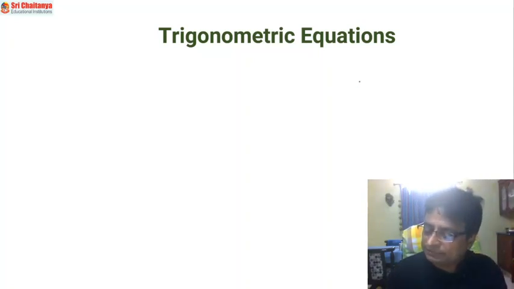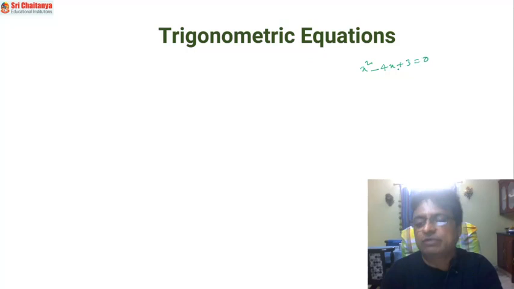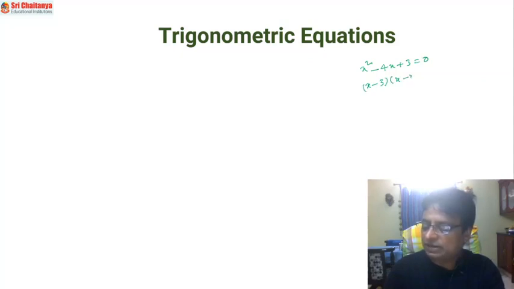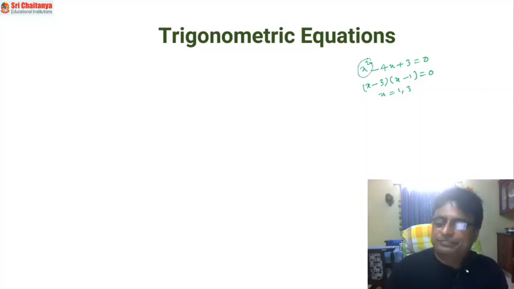Now, my friends, suppose any quadratic equation is known to you, say x square minus 4x plus 3 equal to 0. Then this can be written as (x minus 3) into (x minus 1) equal to 0. So x is equal to 1, 3. These are the solutions of this quadratic equation. Since this is a quadratic, it possesses two solutions, or they are called roots of the equation.